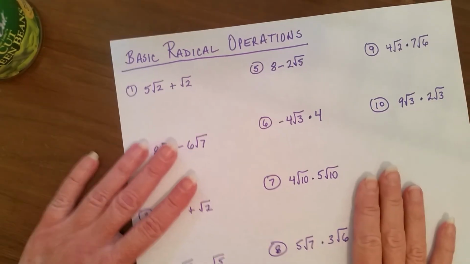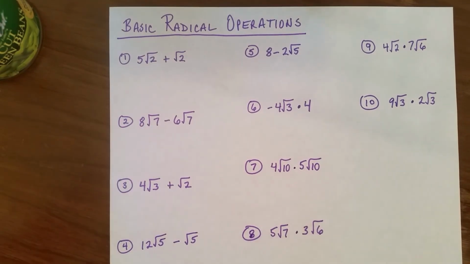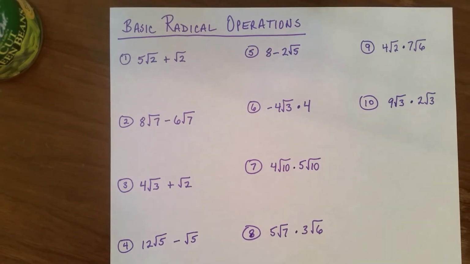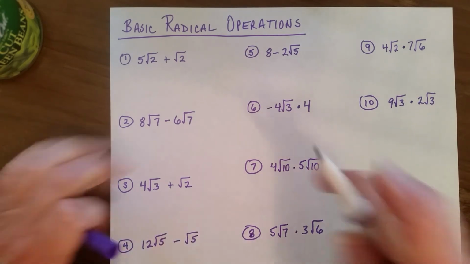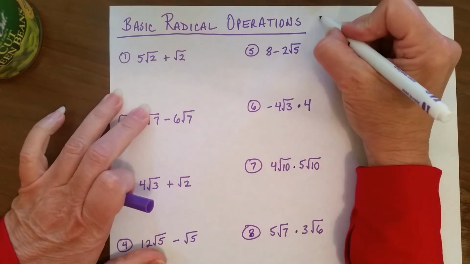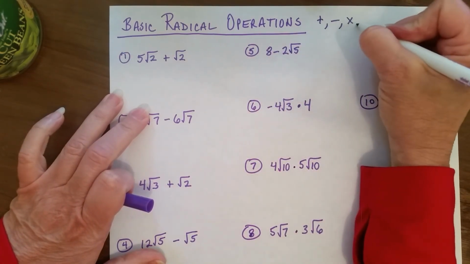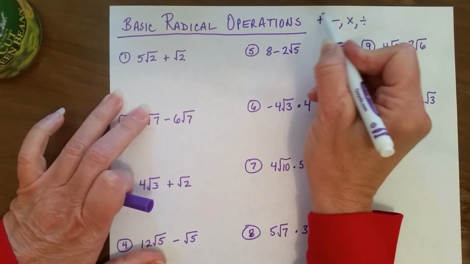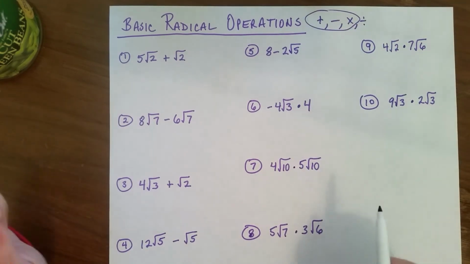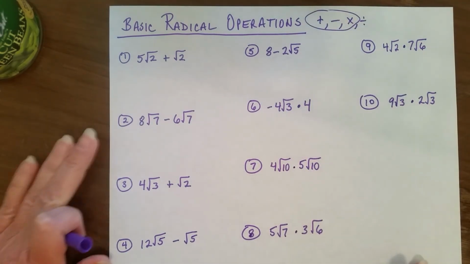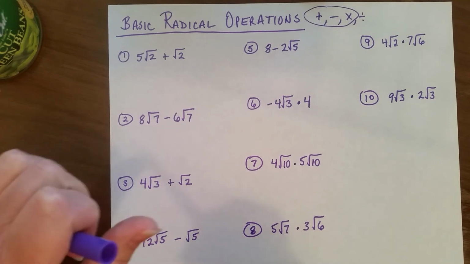Okay, here we go. We're gonna do basic radical operations. You guys did great on quadratics, but now we're gonna move to basic radical operations. The basic operations are add, subtract, multiply, and divide. We're just going to look at add, subtract, and multiply today. So we're going to go through these 10 problems and then you will be ready to go.